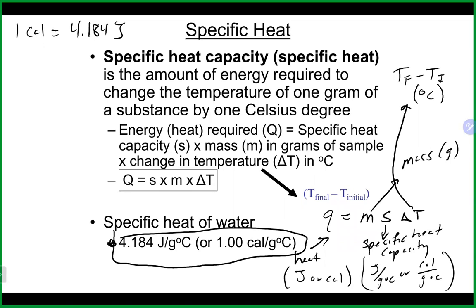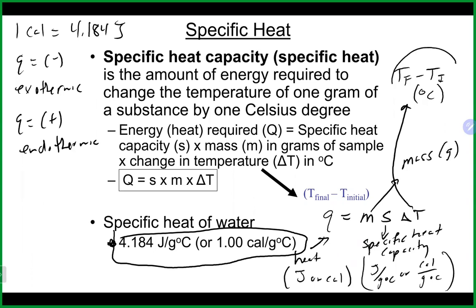Q can either be positive or negative. And once again, as we've been talking about, if it is negative, it is exothermic. And if Q here is positive, it is endothermic. Now, what makes really Q positive or negative? Well, typically speaking, the mass is a positive number. S, which is the specific heat capacity, is also a positive number. So really the only thing that determines whether or not your reaction is going to be sort of exothermic or endothermic is the change in temperature.